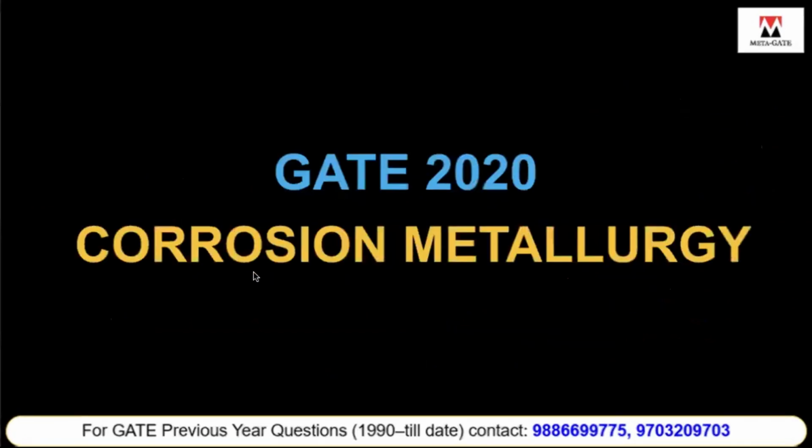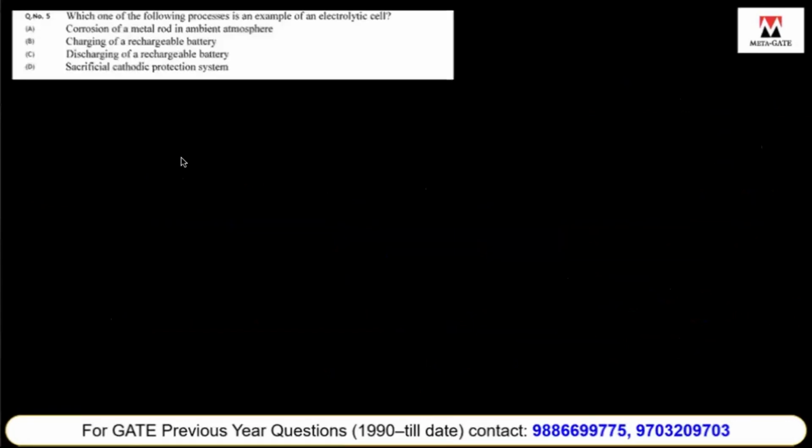And let's see the corrosion 2020 question. Which one of the following is an example of an electrolytic cell? The corrosion of a metal rod at ambient temperature, charging of a rechargeable battery, discharging of a rechargeable battery, or sacrificial cathodic protection in the system.